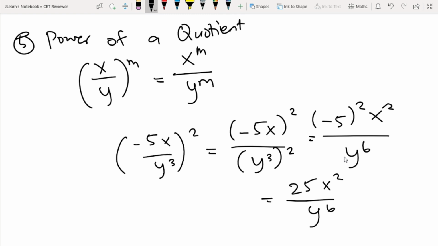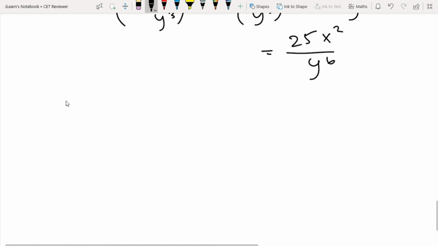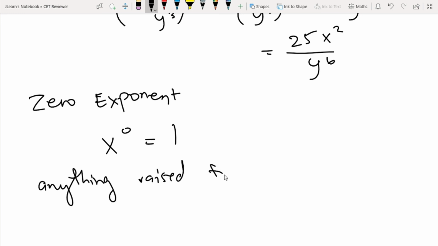So just some minor rules pa, no? So if you have something, okay, so if you have 0 na exponent, so let's say x to the 0, ito ay always equal to 1. No? So anything raised to 0 is equal to 1. So kunyari 100 raised to 0, ito ay equal sa 1. A raised to 0 equals sa 1.